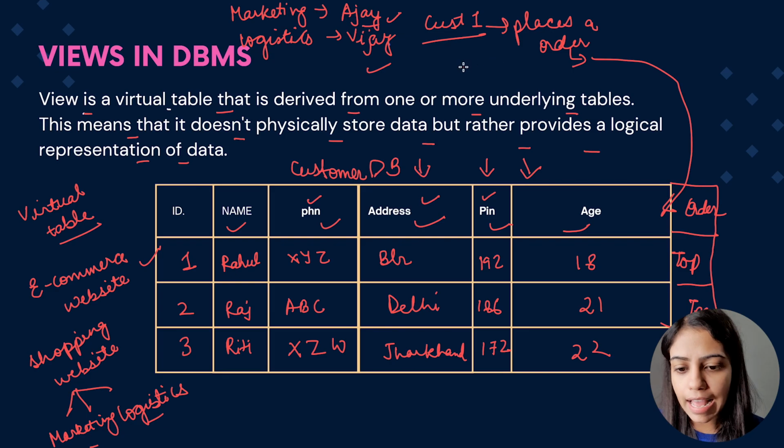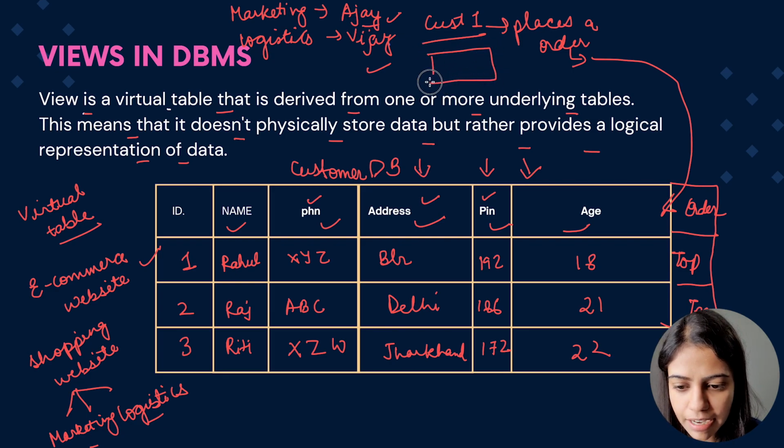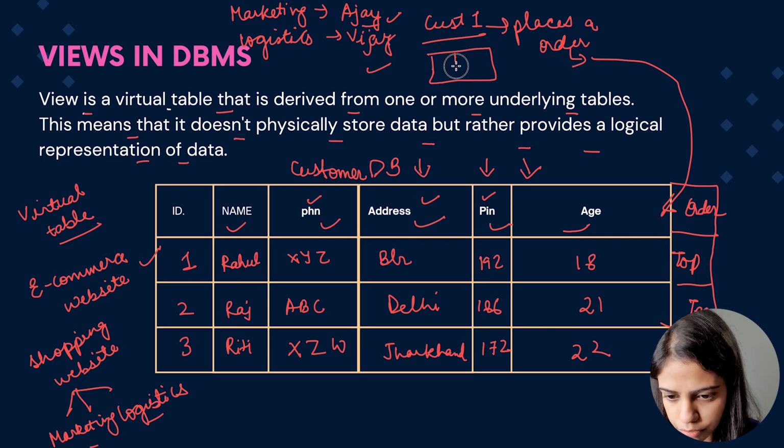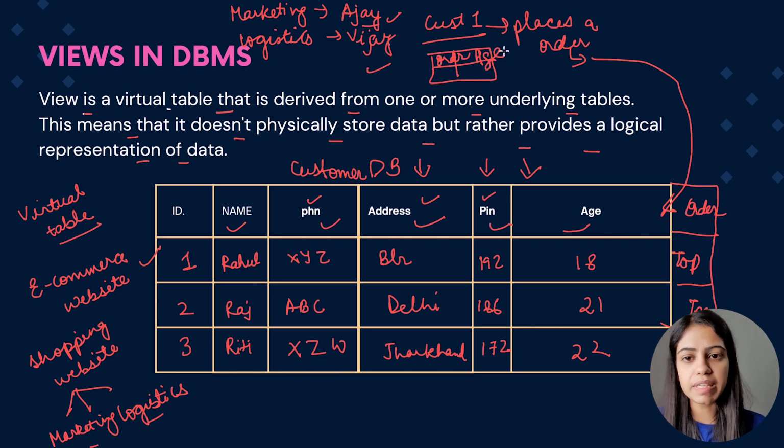So what I'll do is make a query in the table and it will show me 2 columns only. The first one would be the order and the second one would be the age. So basically order and age is what I am mostly concerned about.